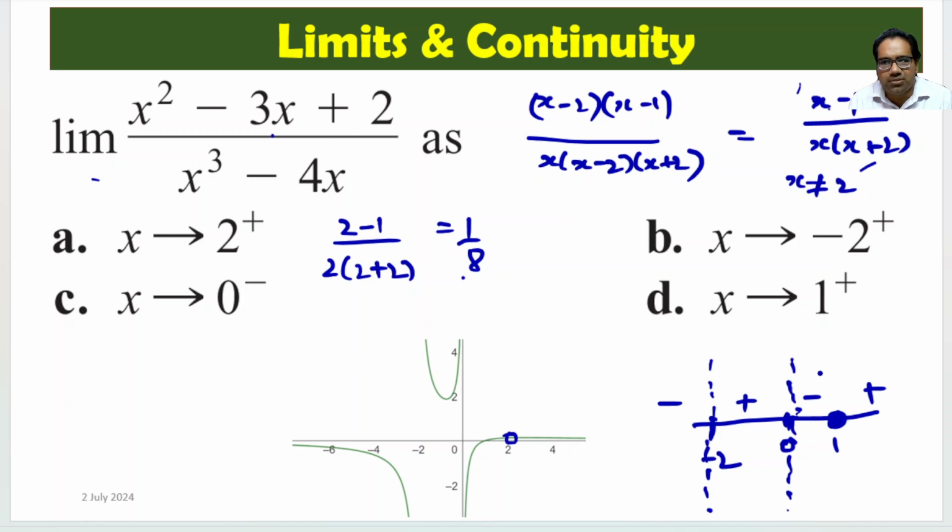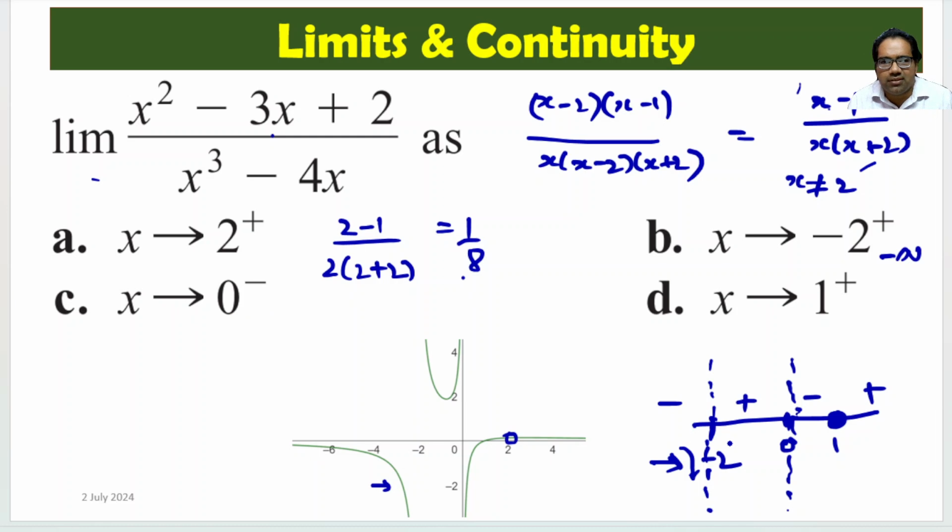x tends to minus 2 minus. Minus 2 is this. Minus 2 minus means we are approaching from the left hand side. Less than minus 2, it's always negative, and there is an asymptote here, so it should be minus infinity. So you can see it here. When you are approaching from the left hand side, this graph is approaching minus infinity.